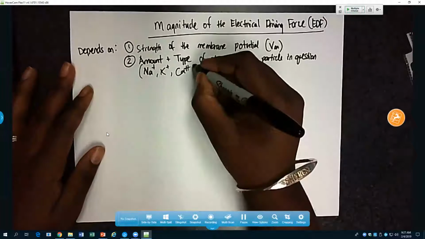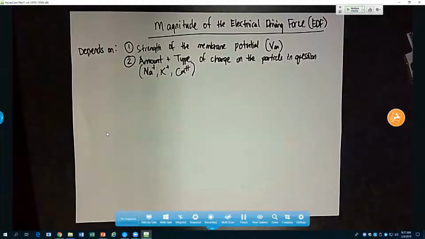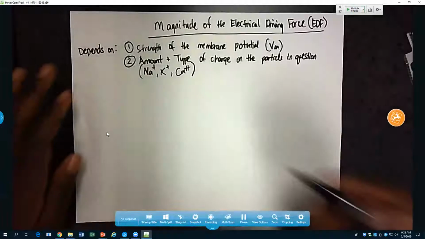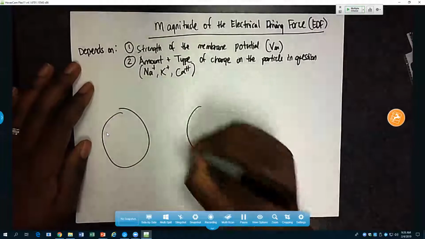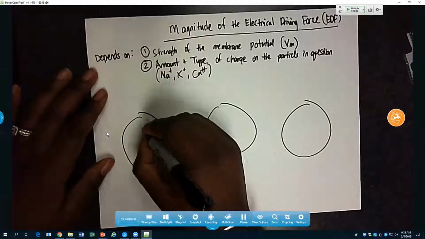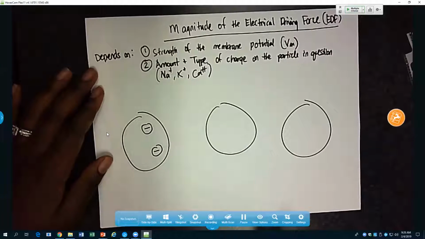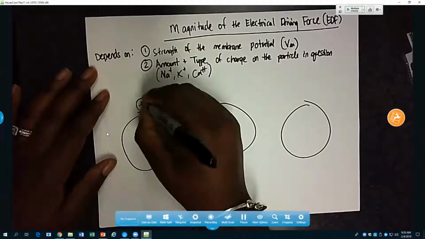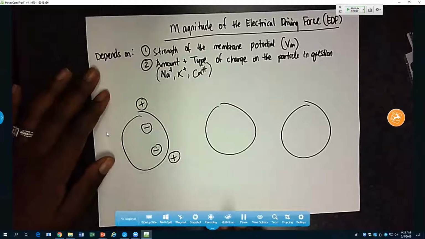So the strength of the electrical driving force is going to depend on what amount of charge is on each of those particles. Okay? If it's a monovalent cation, it's going to have not as great of a force as if it's a divalent cation. Okay, we'll see that in a minute. So let's look at a scenario here. We got 3 cells. Okay, we have some negative ions inside this cell, positive ions outside.